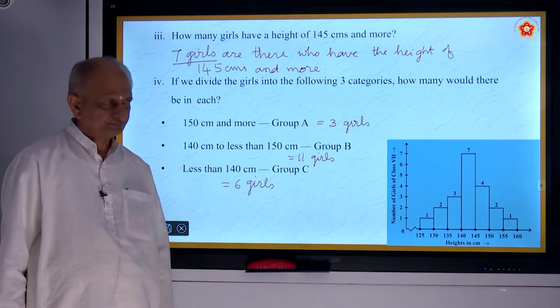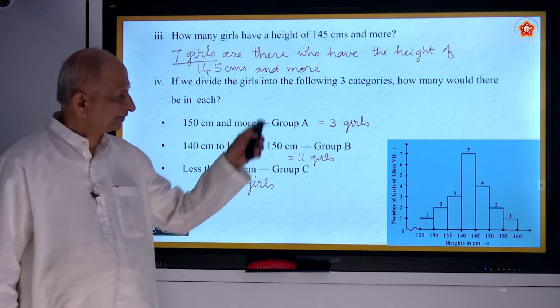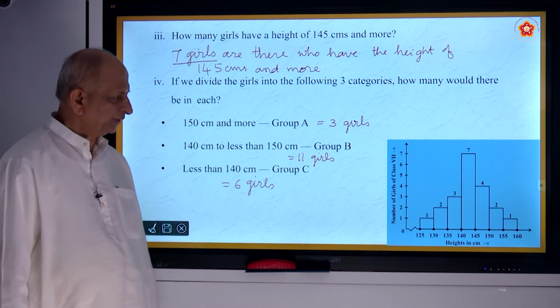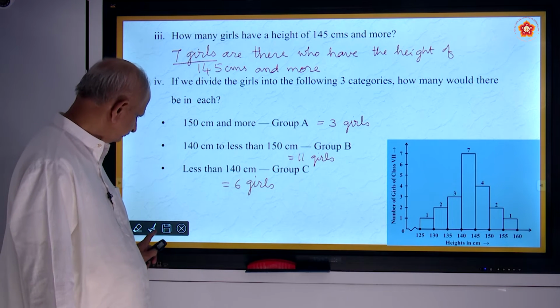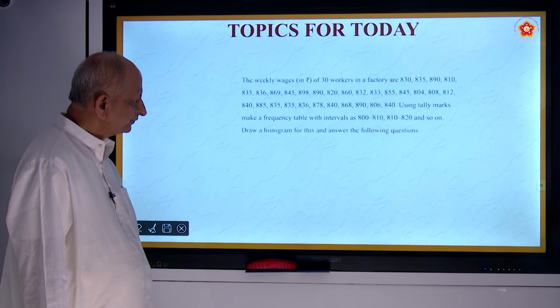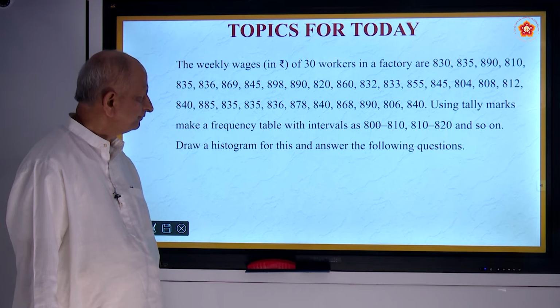Noted down? Here a figure was given. By seeing the figure, you must answer the question. Correct? Now we will see today's topic. Today's topic is one more question on histogram.